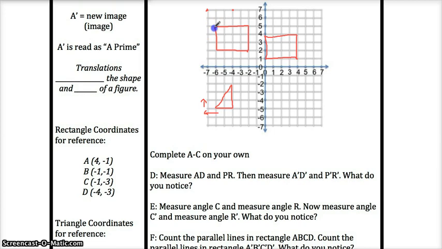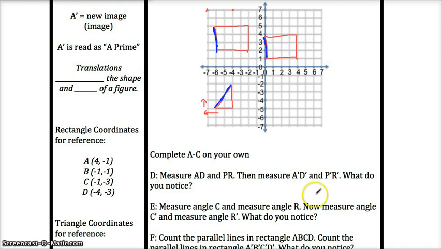You need to measure from A to D, which is this one, and then A prime to D prime, which is on your new image right here. And then it's asking you to measure for the triangle PR, which is the hypotenuse right here, and then your new hypotenuse, which isn't on my document, but that's okay. Measure your new hypotenuse and measure your left side of the square and your other left side of the square.